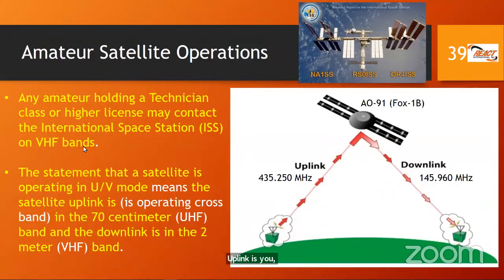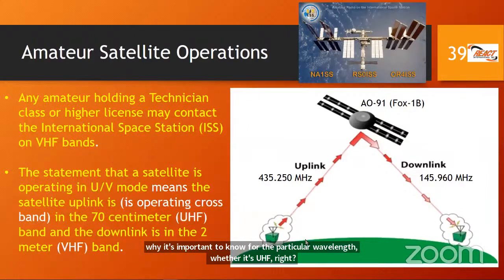Uplink is U, downlink is V. And that's an exam question. Let's get to it. The statement that a satellite is operating in UV mode means the satellite uplink is in the 70 centimeter band and the downlink is in the 2 meter band. And we put some stuff in white there for you, meaning it's crossband repeat, UHF, VHF. So you see again why it's important to know for the particular wavelength, whether it's UHF, VHF, right? So you need to have a little reference point. That trusty slide can be quite helpful.